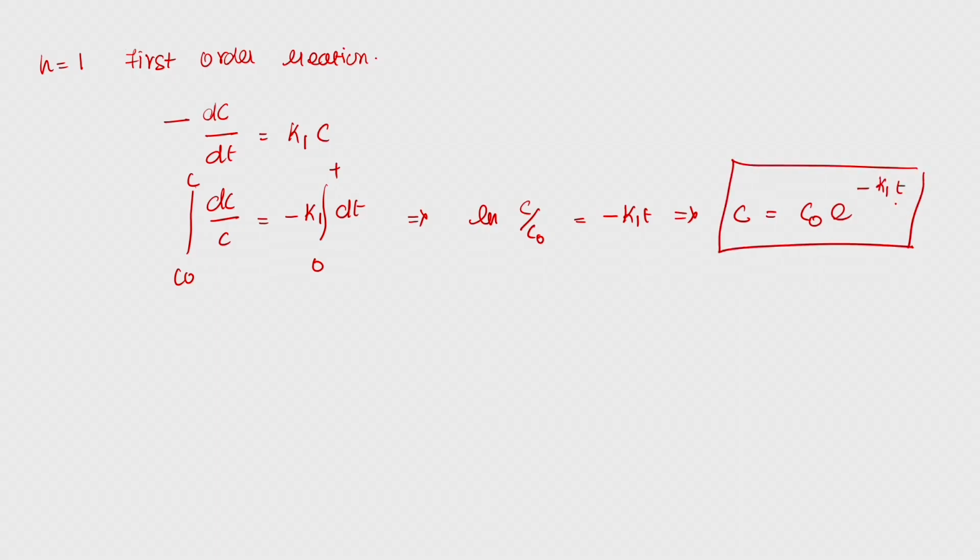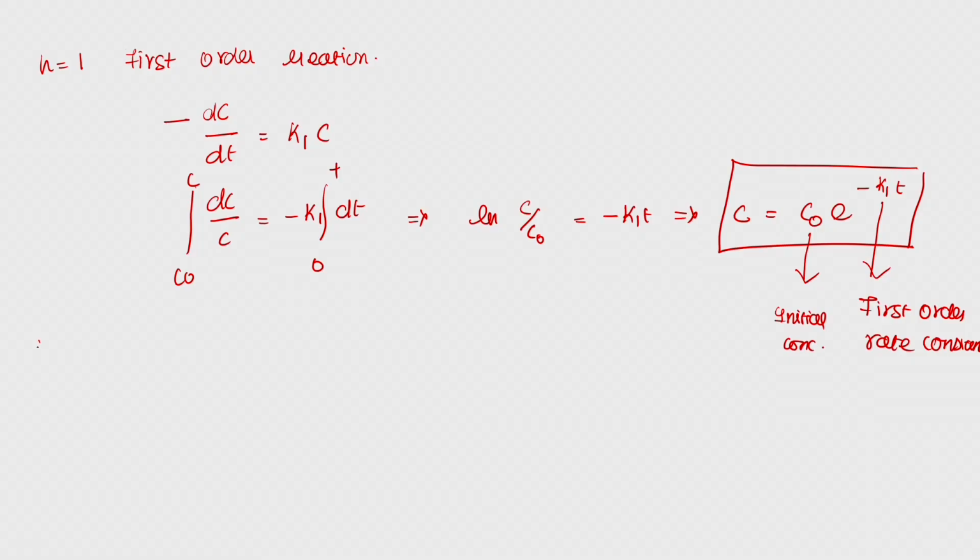So, if I want to calculate what my concentration is at a particular time t, I can do it from the initial concentration and the first order rate constant. So, this is the first order rate constant, and this is my initial concentration.